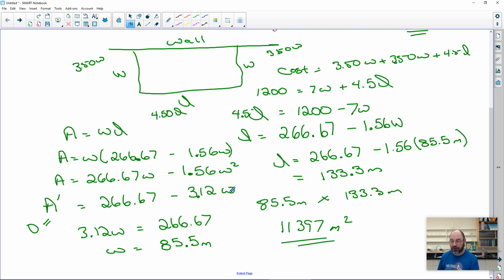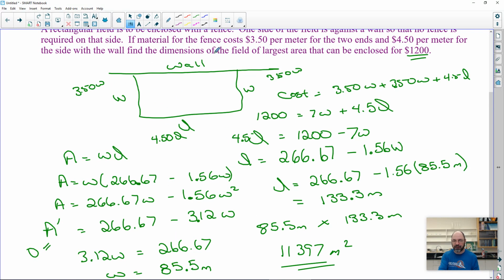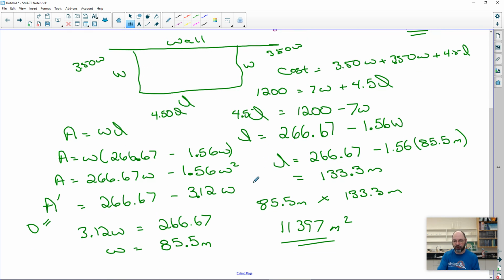Let's go on to our next example here. Okay, let's see what I answered here. It says, find the dimensions of the field of the largest area. So the dimensions are here. I put the area down as well, but I kind of answered two questions there.